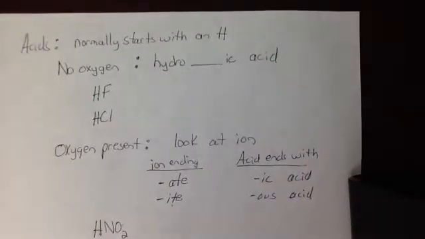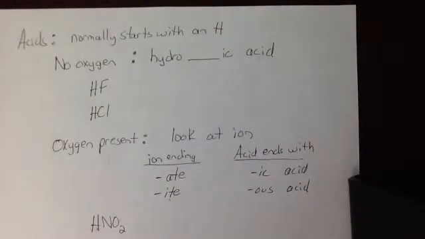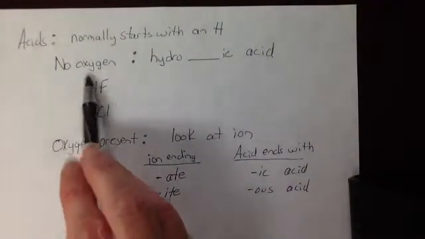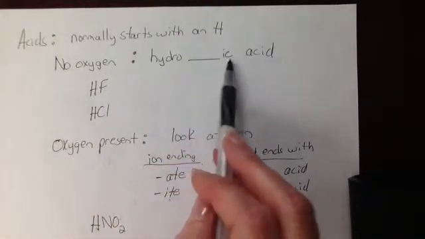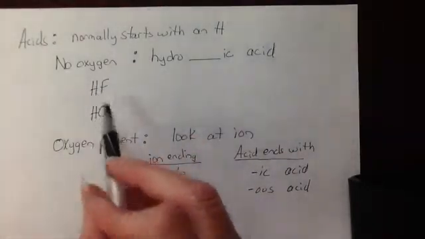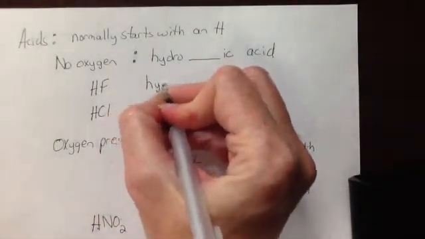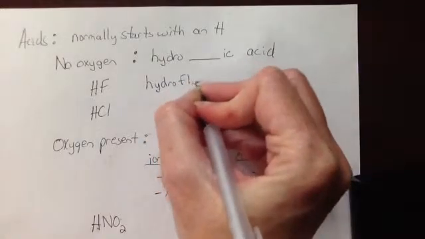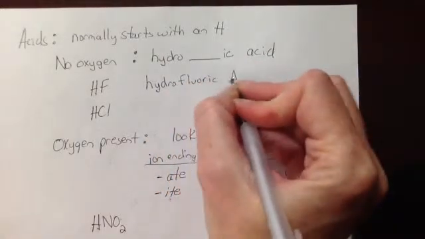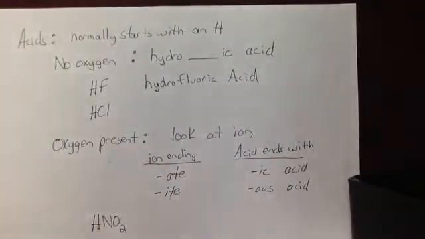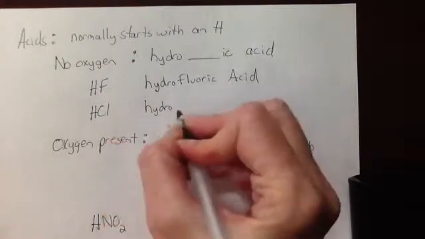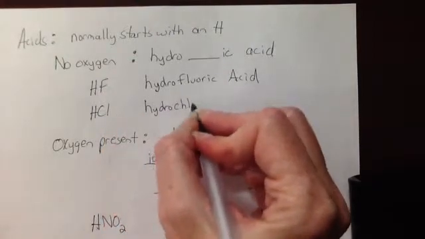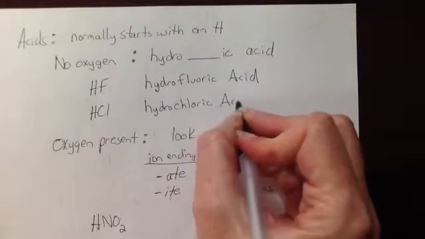Looking at acids. Acids normally start with an H. If the acid has no oxygen, you write hydro, and whatever the root of the element is, ic acid. So HF, there's no oxygen there, so we would name this hydrofluoric acid. HCl, no oxygen, so we'll do hydro. The element there is chlorine, so it'll be chlor, then ic acid.